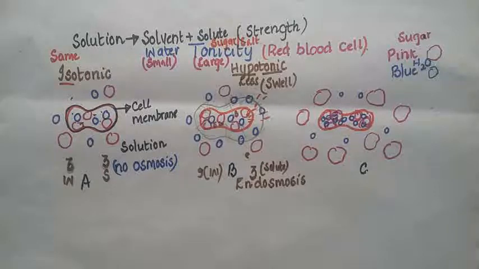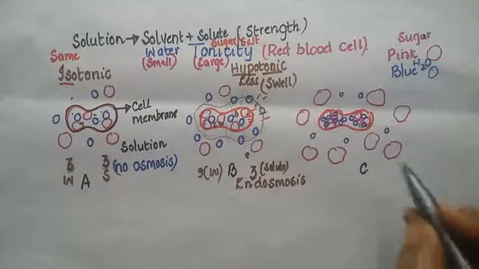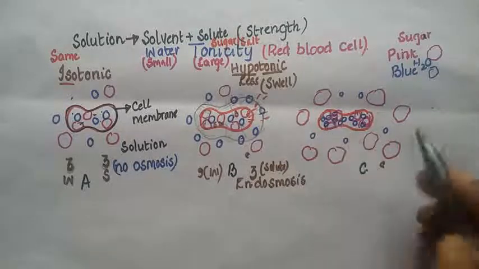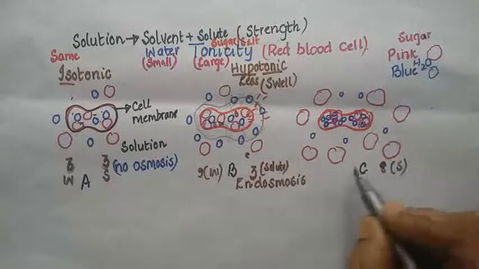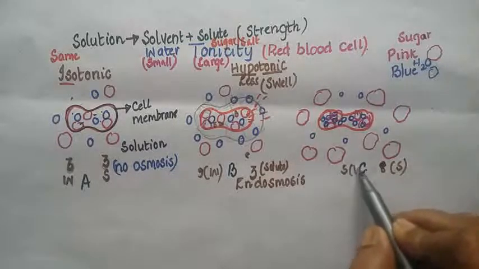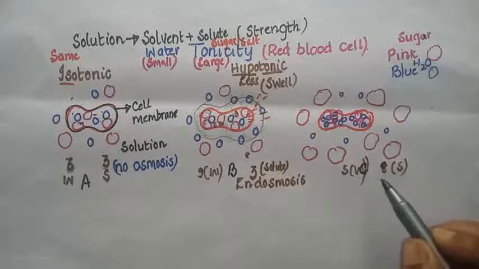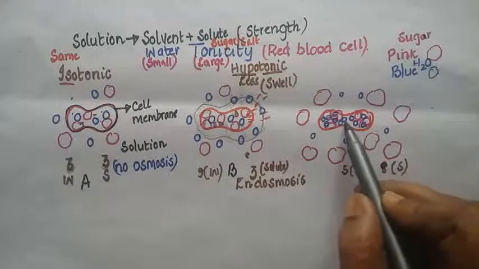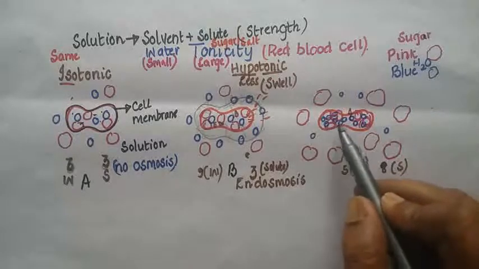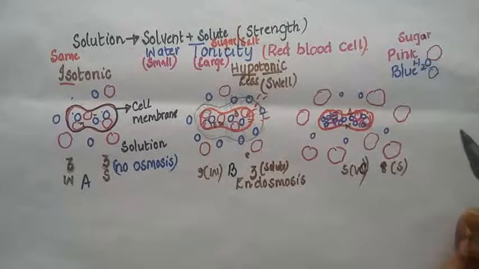Fine, children? Okay. Now, let us move on to the third one, right? So, quickly, I think you can guess. Look at the number of solute molecules. The number of solute molecules is around 8, and the number of water molecules is around 5. So definitely, if you look inside, you have around 4 solute molecules and many water molecules.